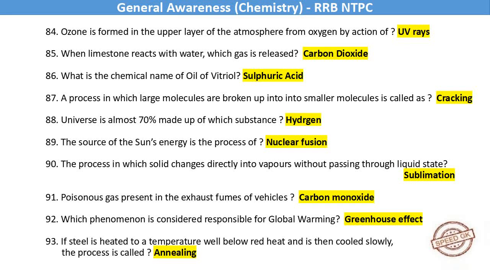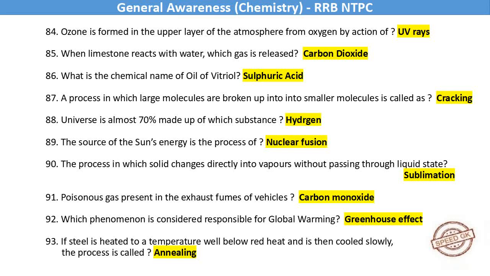Carbon dioxide. What is the chemical name of oil of vitriol? Sulfuric acid. A process in which large molecules are broken up into smaller molecules is called cracking. Universe is almost 70% made up of which substance? Hydrogen. The source of the sun's energy is the process of nuclear fusion.